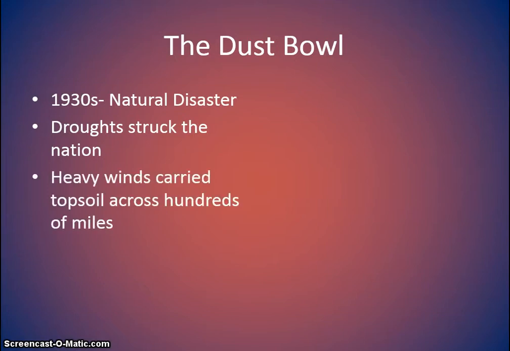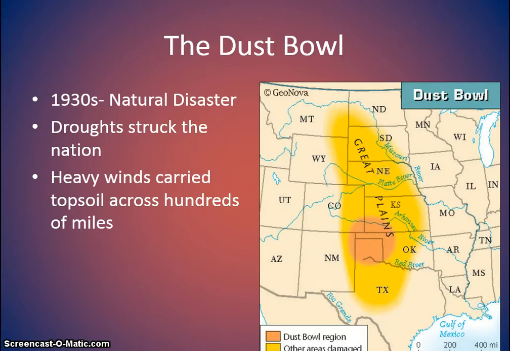Heavy winds carried topsoil across hundreds of miles. Now when you overfarm a land, it's going to create a soft soil. So now you're going to have heavy winds come through, and it's going to toss that soil up into the air, creating this horrible, horrible condition. Now the Dust Bowl is going to affect most of North Texas into Oklahoma, Kansas, Colorado, and New Mexico. But there were dust storms all the way into Montana and into the lower part of Texas.